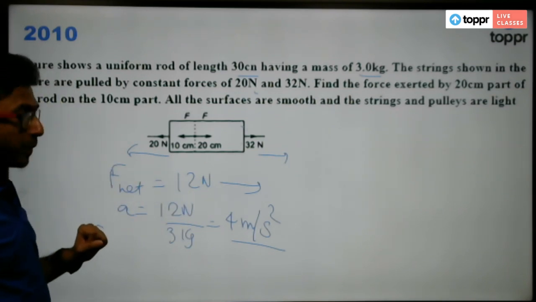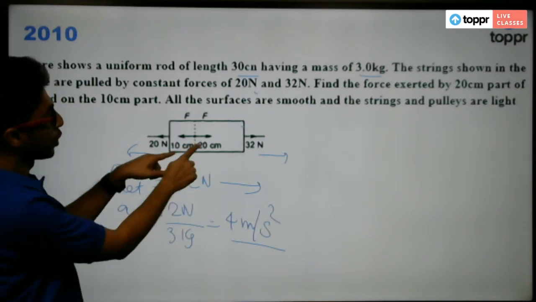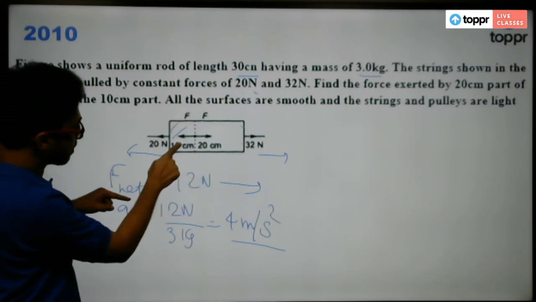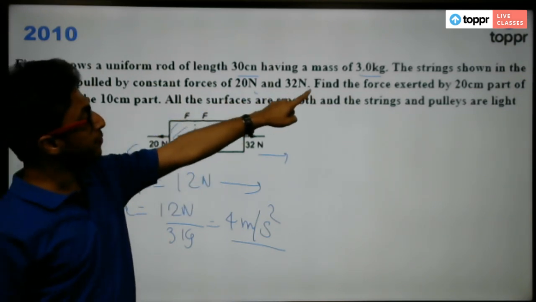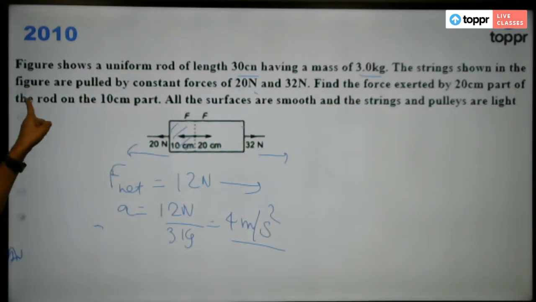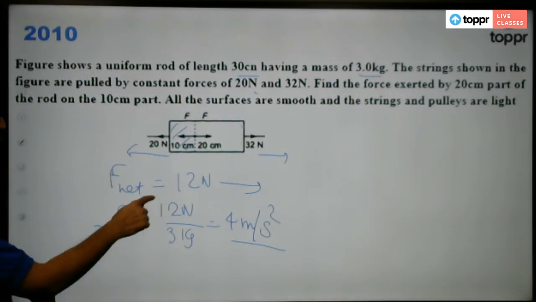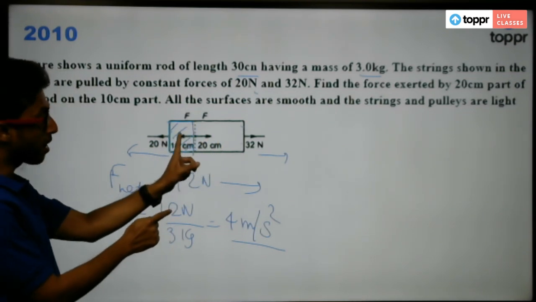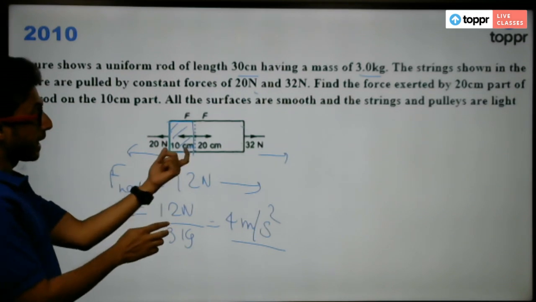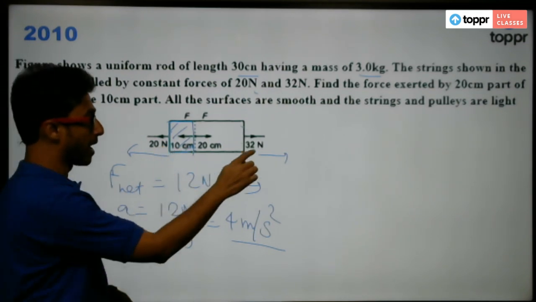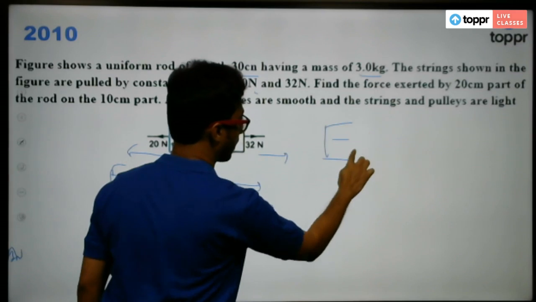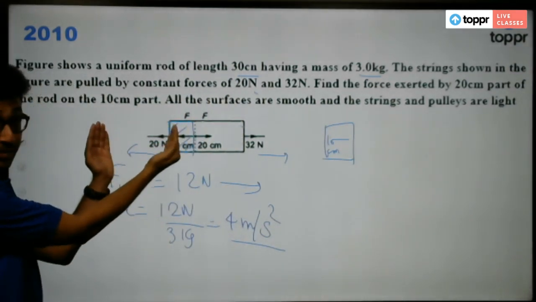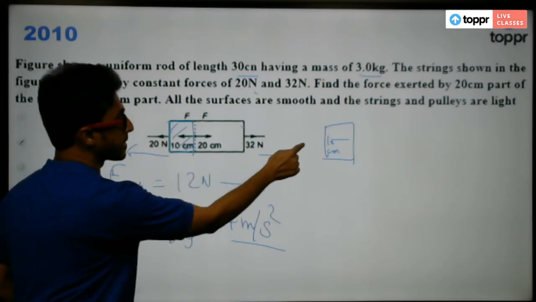So definitely, we need the force that this 20 centimeter part will give on this part. Find the force exerted by the 20 centimeter part of the rod on the 10 centimeter part. So we are trying to find the force given by this part on this part. See, if we draw the free body diagram of this part, it is the 10 centimeter part, 1/3 of this whole block. This is 20 Newton.